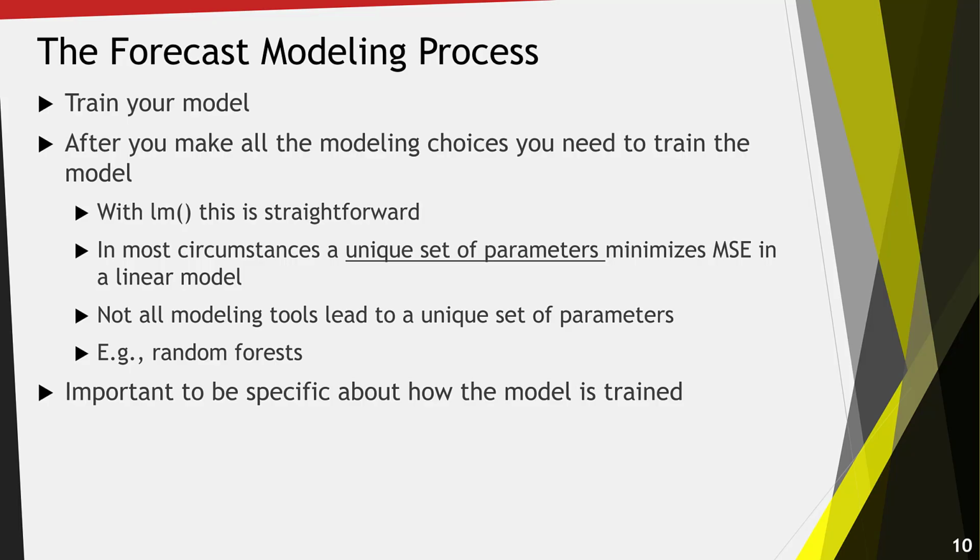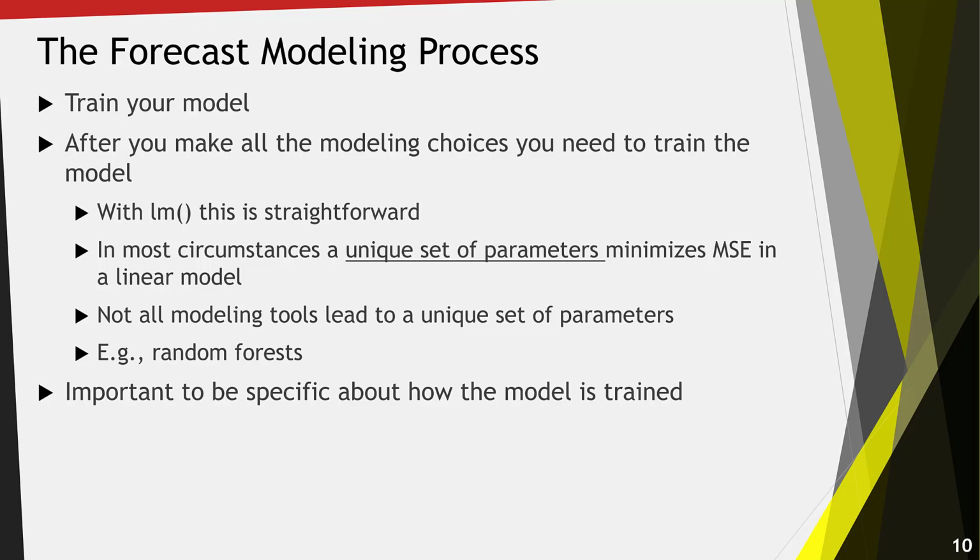The next step in the modeling process is to train your model. You'll do this after you make all of the modeling choices that you need to make. When training models with LM, it's quite straightforward. In most circumstances, there's a unique set of parameters that minimizes mean square error in a linear model. So two people using the same features and the same source data will always agree on the OLS model that comes out of those data.